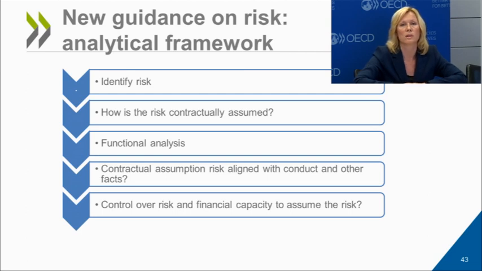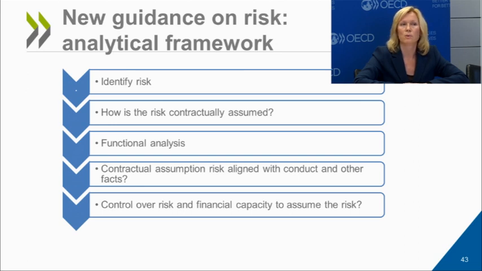You need to know what risk you're talking about. Then the second question is, how is that risk contractually assumed between the parties? Who is responsible for what kind of payments? Who will bear the consequences if the risk materializes? And then we go into the functional analysis, and we will look at what kind of activities take place around the risk, who takes the decisions in relation to the risk, who manages the risk, who mitigates the risk, who performs the risk mitigation activities. Is there any insurance, and who pays for that? And if the risk materializes, who has paid for the consequences of that? So that's all in the functional analysis.